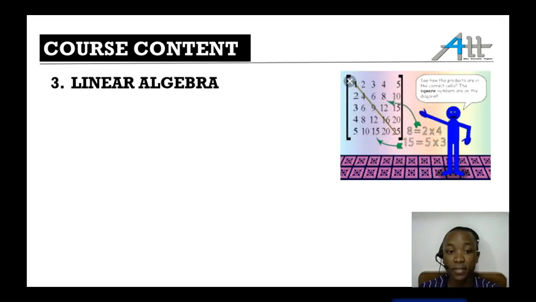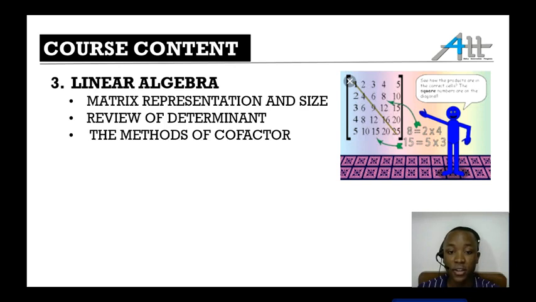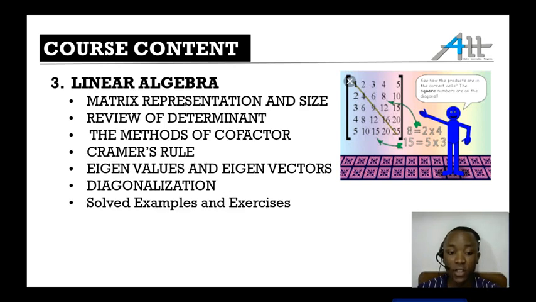Under chapter 3, we'll have linear algebra, where we'll see matrix representation and size, review of determinants, the methods of cofactor, Cramer's rule, eigenvalues and eigenvectors, diagonalization, solved examples and exercises.